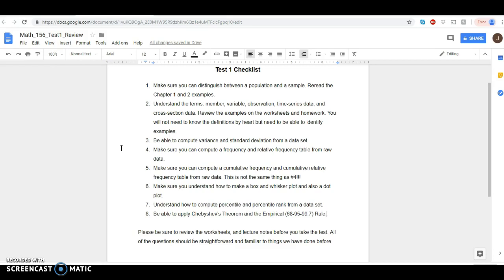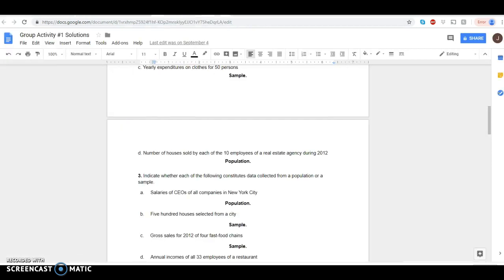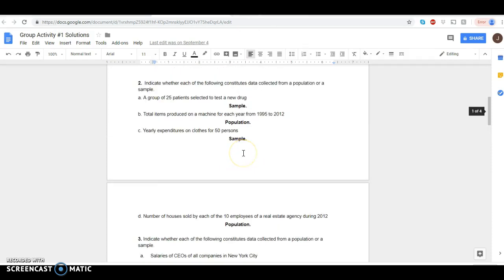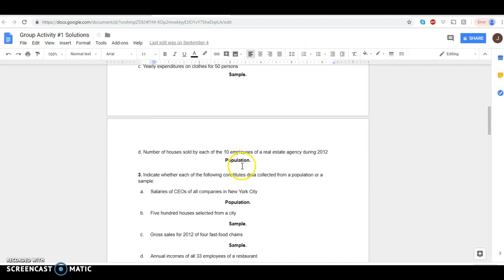One of the things that we looked at a lot was population and sample. A good source of material for that is going to be the group activity number 1 solutions. I think people were pretty good at this. Remember, you want to know what is trying to be studied, so you want to look for keywords. Usually it's pretty clear. There's a little bit of inference on one of the problems.